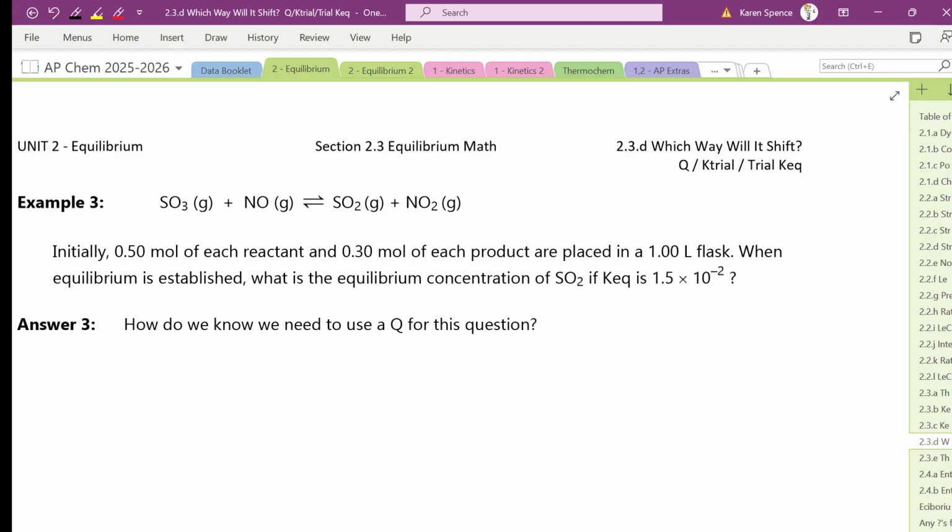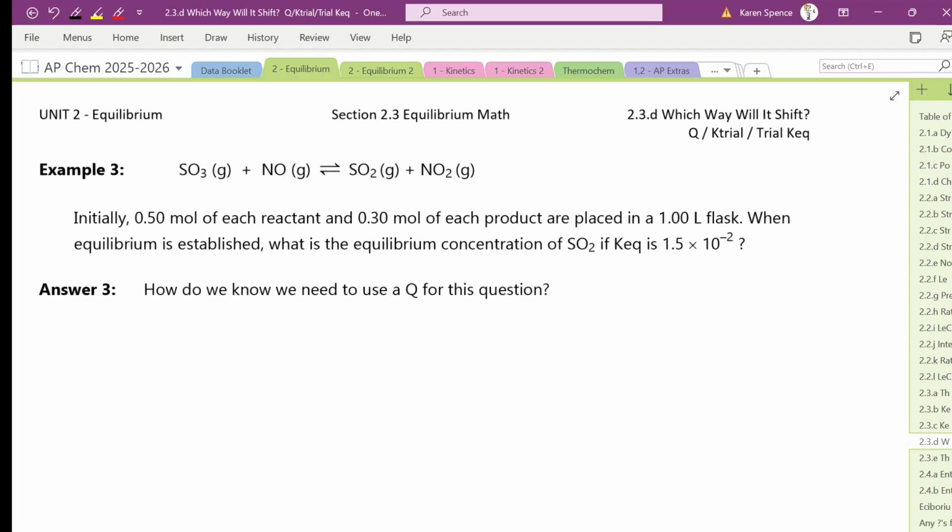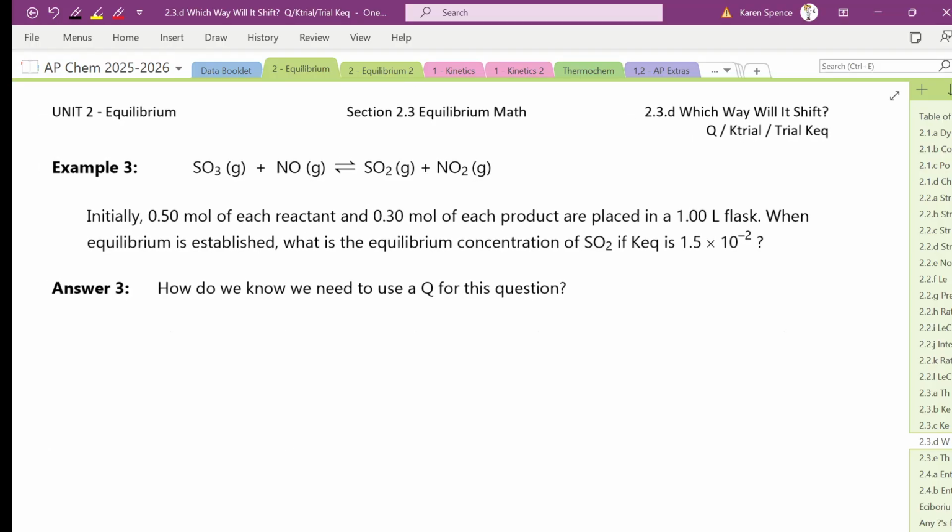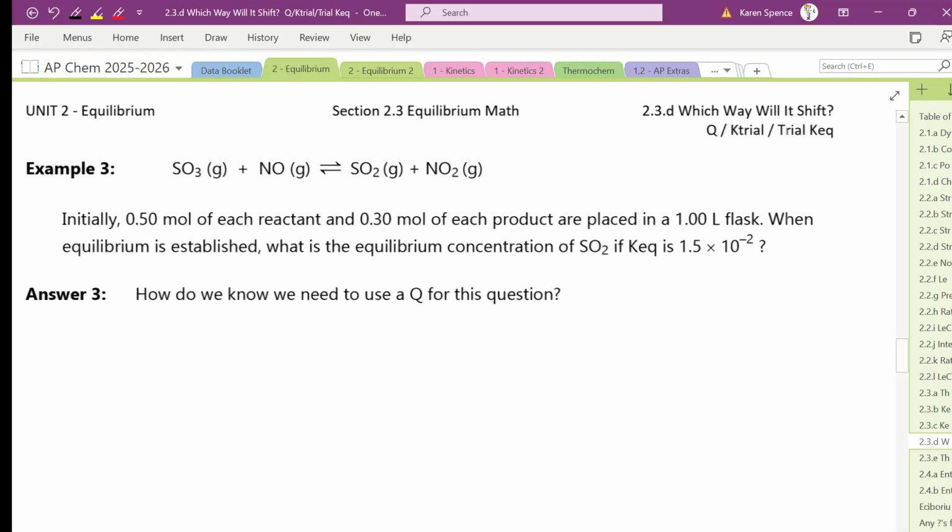All right, and here we have a combo question. Initially, we put 0.5 moles of each reactant and 0.3 moles of each product into a 1 liter flask. When equilibrium is established, what is the concentration of SO2 if KEQ is 1.5 times 10 to the minus 2?